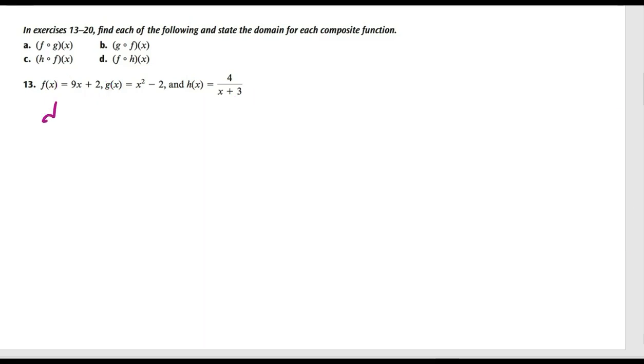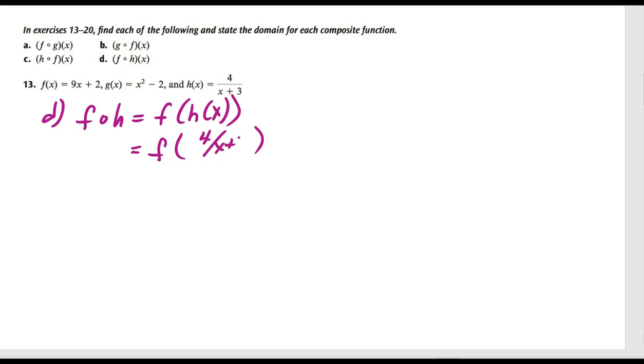One more, let's try part D. So this is f composed with h. You could write it like this. If this makes more sense to you, you can see that h is the input for f. And that means that we can write it like this too. We could say f, and our input now will be h of x, which is 4 over x plus 3.